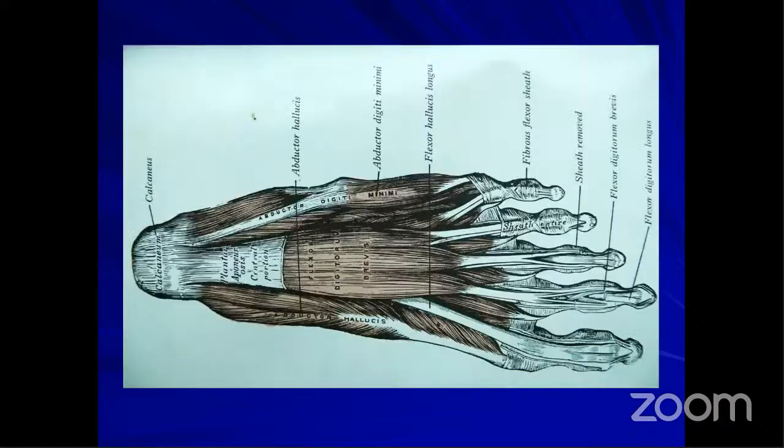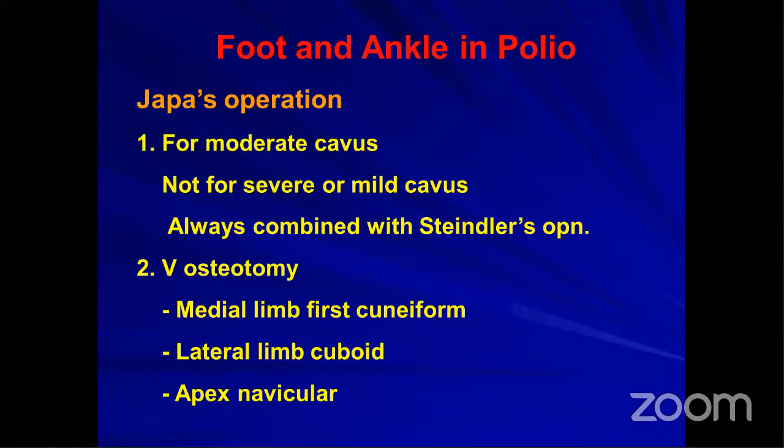This is why I said, this is the origin on the calcaneum from where the short toe muscles are spanning across. And that is what contributes to the cavus being exaggerated if these are overactive in the presence of a paralyzed triceps surae. A lot of students are confused about Japas' operation for a severe cavus. Remember, Japas' operation was a very modified operation which was done for a moderate cavus, never a mild cavus, never a severe cavus.